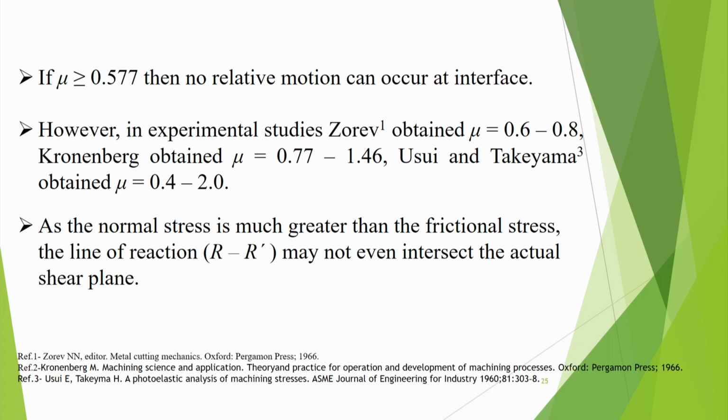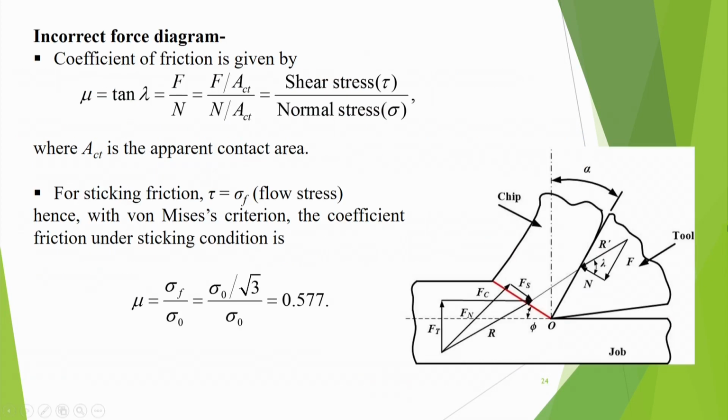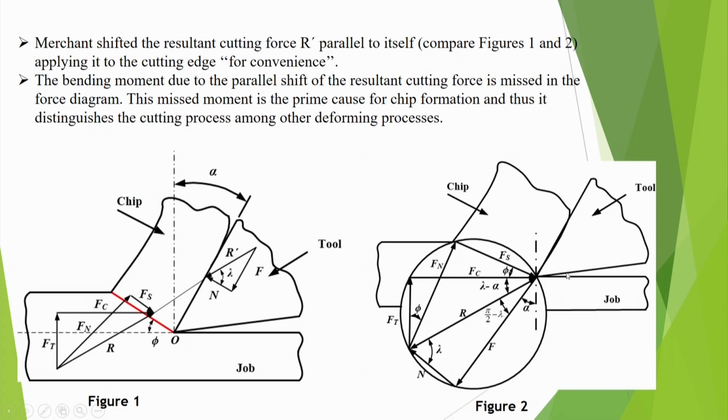As the normal stress is much greater than the frictional stress, the line of reaction may not even intersect the actual shear plane, that is also another effect, and these forces acting far away may produce chip curling. Chip curling is not taken into account here. Merchant shifted the resultant cutting force R prime parallel to itself. If you compare the figures, the forces are actually acting here, but in the Merchant circle diagram they are shown at the tool point. He is considering this as the tool tip.